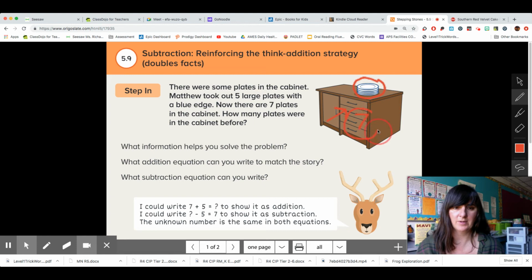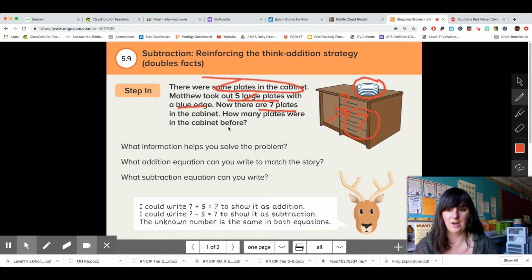So we know there's 7 in there now, but before we don't know how many were in there. And he took 5 out. What information helps us solve the problem? Well, we need to know that he took out 5 plates. We don't really need to know that they're large or with a blue edge. We need to know that there were some in the cabinet before, and we need to know that there's 7 in the cabinet after he took those out.